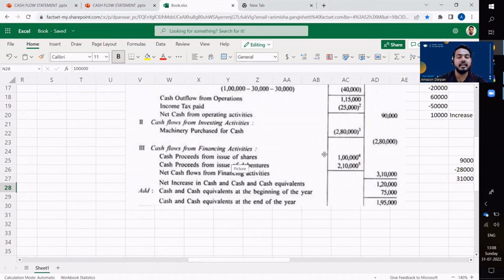I hope this point is very clear to you. Now we looked at financing activity. Now we look at the second part, cash proceeds from issue of debentures. So how did the debentures figure of 2,10,000 come? Again we have to compute.